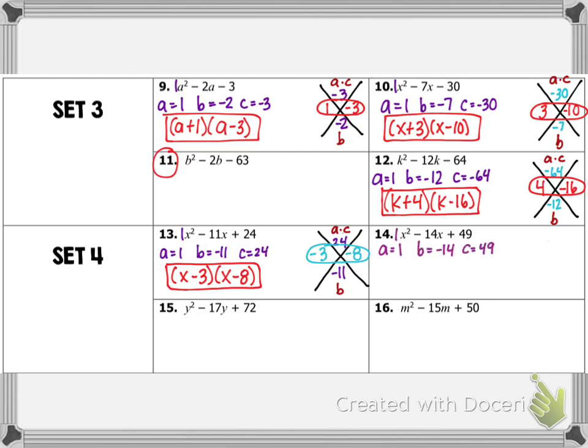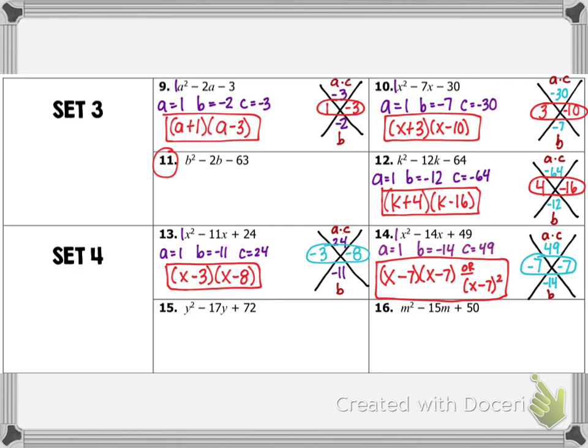Again, we're labeling A, B, and C. We're drawing the x. We're putting the A times C up there and the B down there. So 49, we know 7 times 7 is 49. We need a negative 14, so we're going to make both of them negative. And then it's x minus 7, or remember, we can do x minus 7 squared when it's the same term twice.